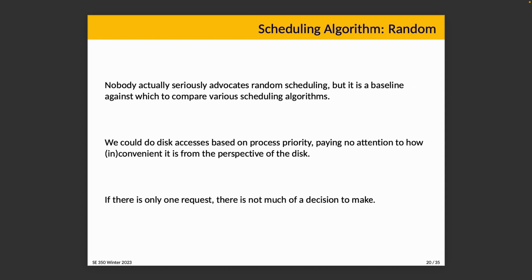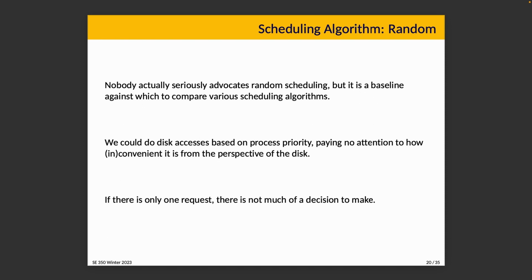Now, nobody actually seriously advocates random scheduling, but as per usual, choosing randomly is something we ought to discuss as an option, just so we have it as a baseline against which we could compare various scheduling algorithms. It's, of course, garbage. We wouldn't choose that, but if you wanted to do an analysis, then it might make sense to include it, so you can say we've concluded it's garbage based on our facts and figures, not just because it sounds bad.